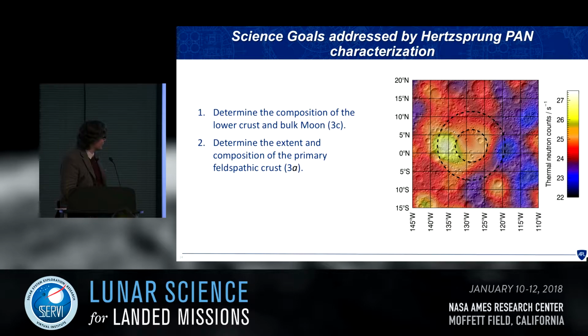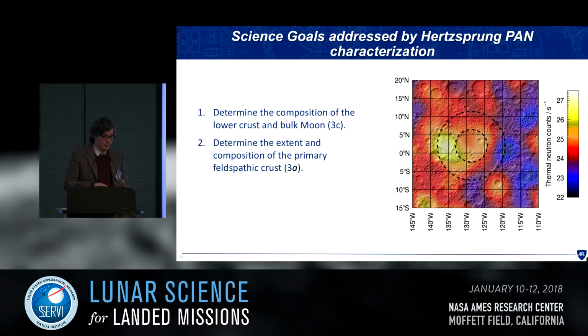But if you do get hold of it, then you can immediately answer 2 of the science goals. That is, determine the composition of the lower crust and bulk of the moon, and determine the extent and composition of the primary feldspathic crust. The composition part there is obvious, but the extent comes from the fact that what you're doing here is you're providing the remote sensing data a ground truth.